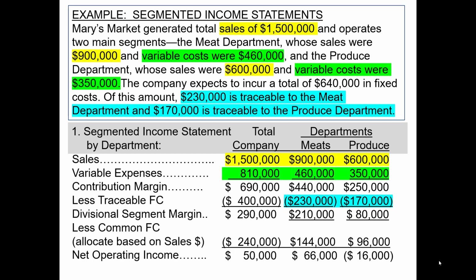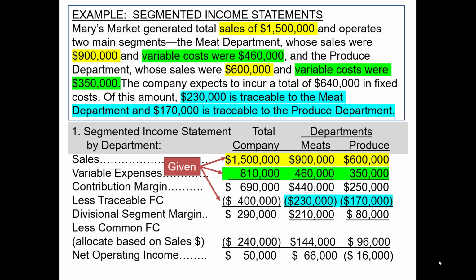All right, so here we have the first segmenting, and you can see that I've highlighted the sales in yellow, the variable cost in green, and the traceable fixed cost in an aqua blue. All of these amounts are given. So all I did with that information is find the totals and determine the contribution margin and the segment margin. All of that information is given or just computed within the income statement.